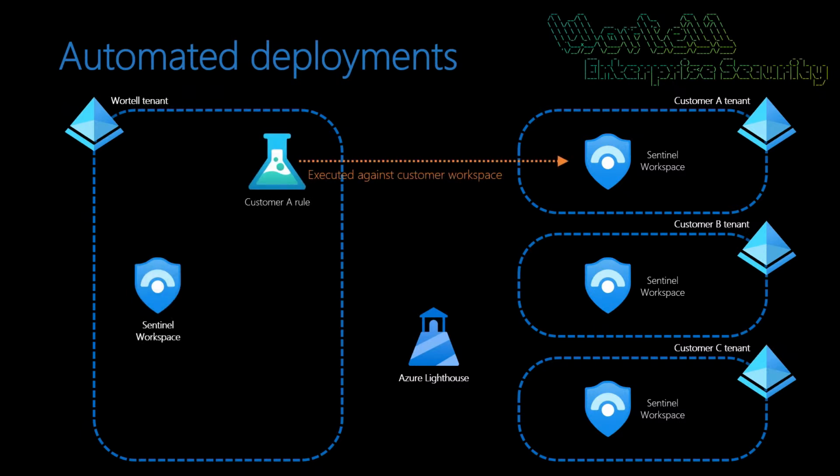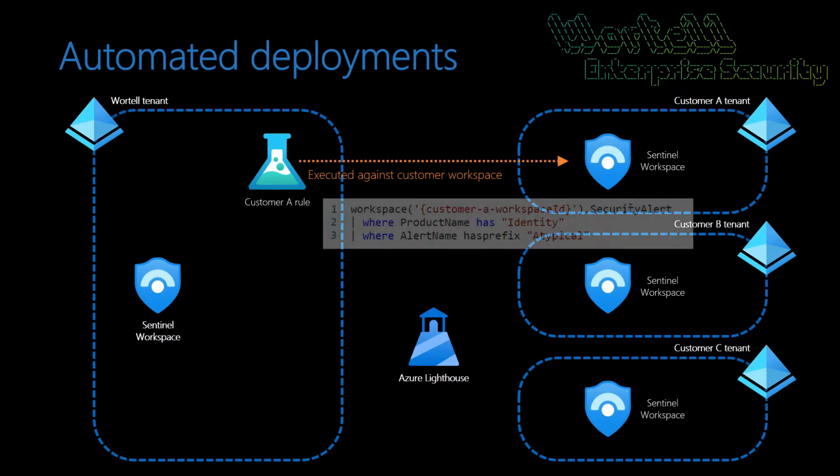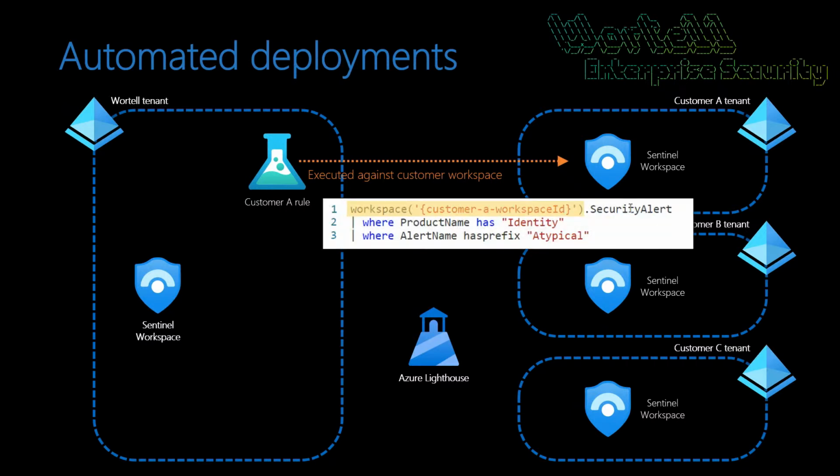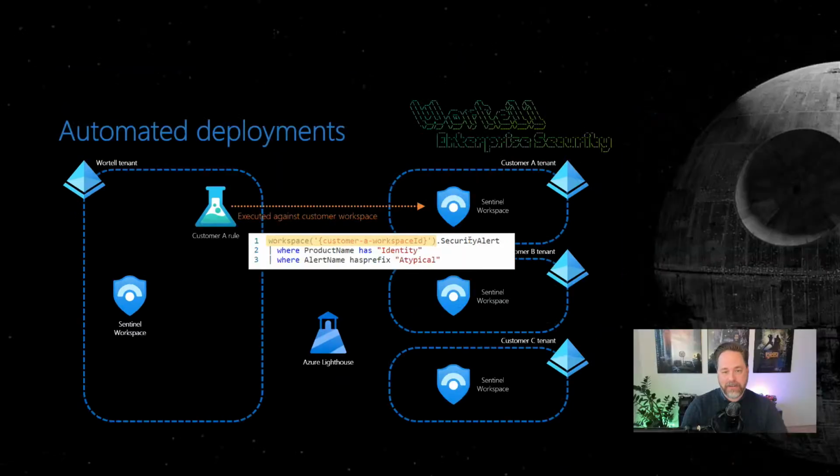And how that works is that the rule stays in the workspace of the partner, in this case, Wortel. And within the KQL code, we refer to another workspace. And through the power of Azure Lighthouse, the whole authentication part is done for you, and you can just query another workspace as if it was a workspace in your own tenant.